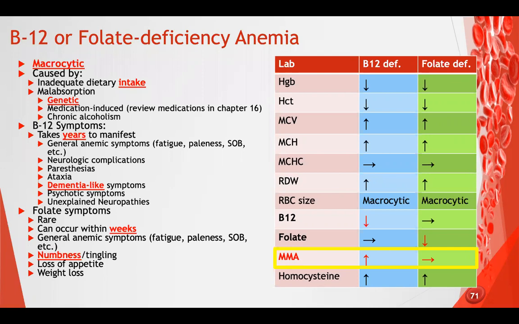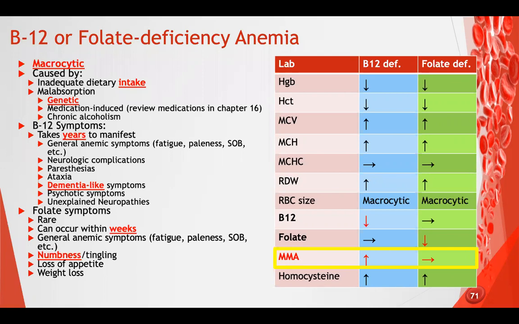Folic acid anemia is very rare, but if it occurs, it can occur within weeks. And it's very rare because in the United States, we actually fortify foods with folic acid. And it'll have those general anemic symptoms like fatigue, paleness, shortness of breath. But with this one, individuals can have some numbness or tingling, loss of appetite, or weight loss.